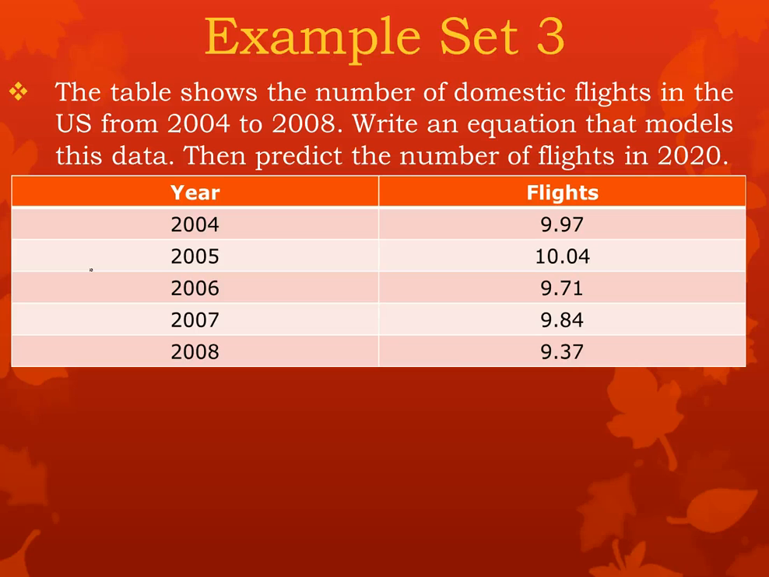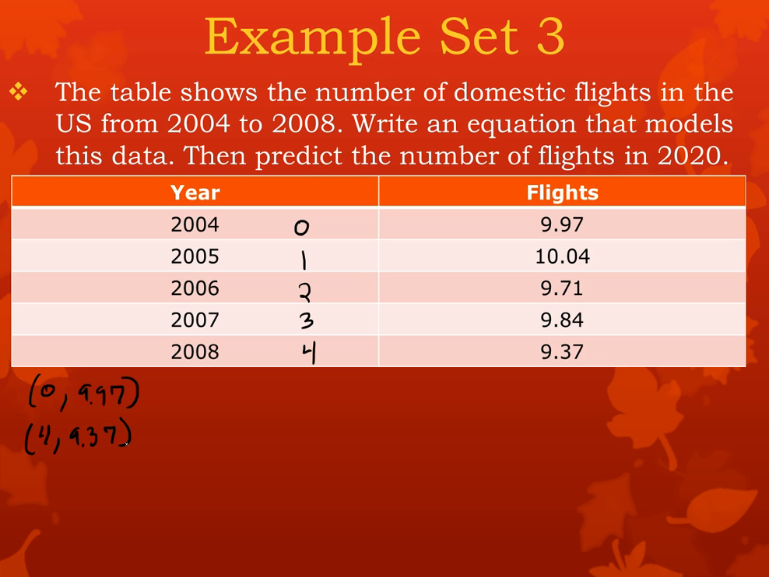Now, we know that's not true because we're going up and then down, then back up and then down. But for right now, we're going to assume it's perfectly linear, meaning going from here to here is all a straight line. So what I'm going to do is assign an x value. We're going to say this is my starting point. So I'm going to say that my x values are 0, 1, 2, 3, 4. So my first point would be (0, 9.97), and my last one (4, 9.37).